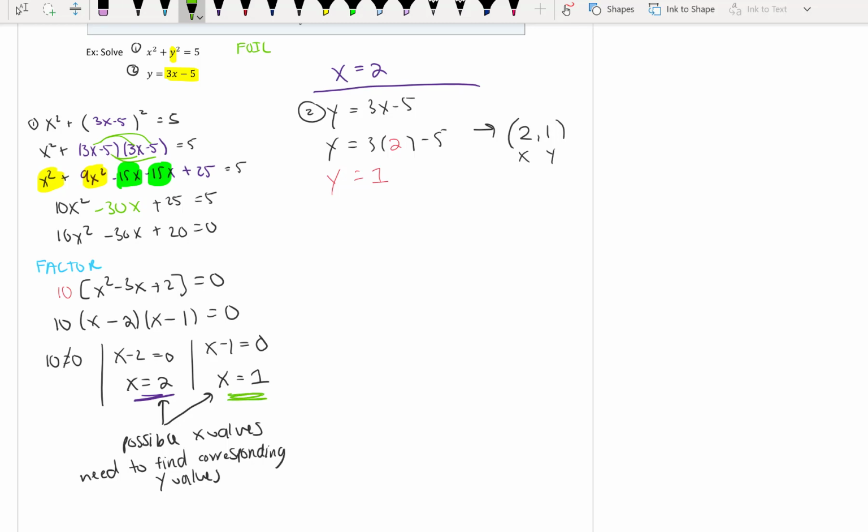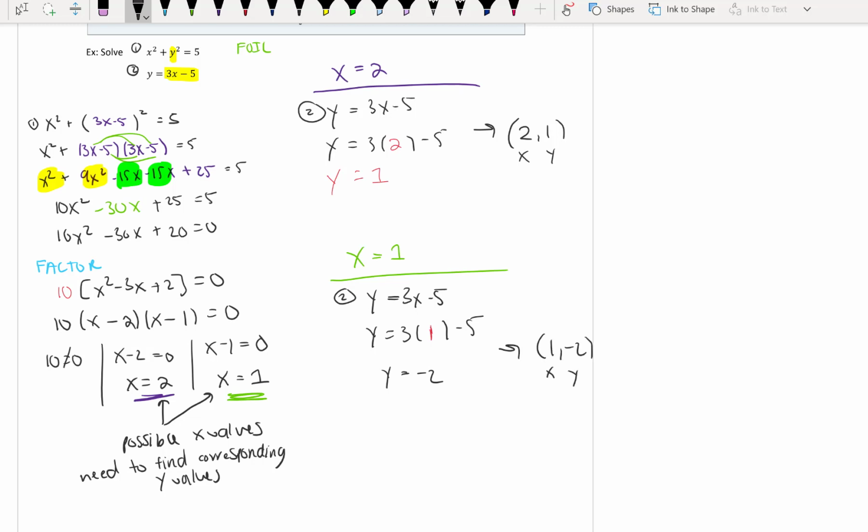Now I'm going to try my x is equal to 1. And so if I look at that equation, I have y is equal to 3x minus 5. So that one value I'm plugging in for x. So I'm going to have that your y value is equal to 3 minus 5, which is going to be a negative 2. So then this ordered pair is 1, negative 2 for your x and y value. So I have my solution of 2, 1, and 1, negative 2.